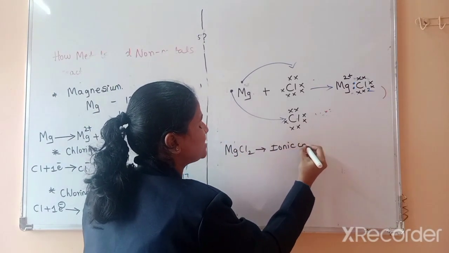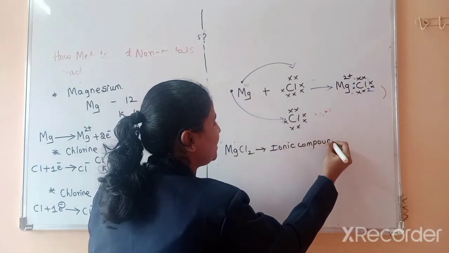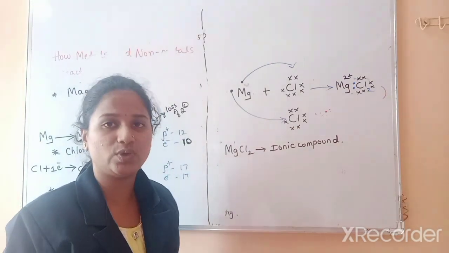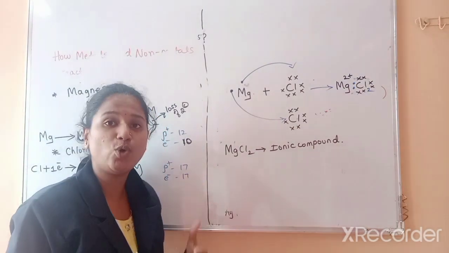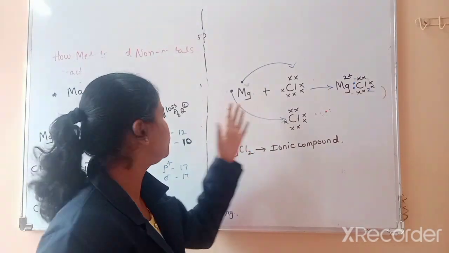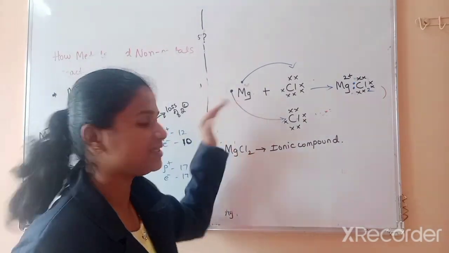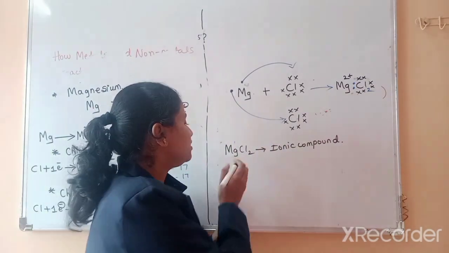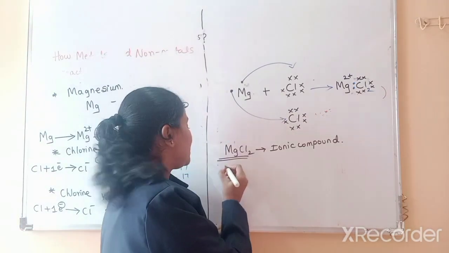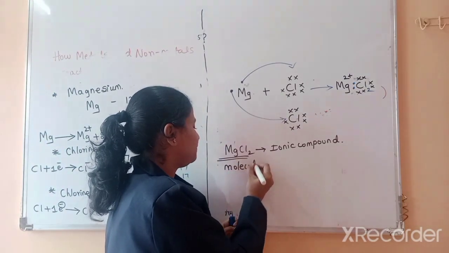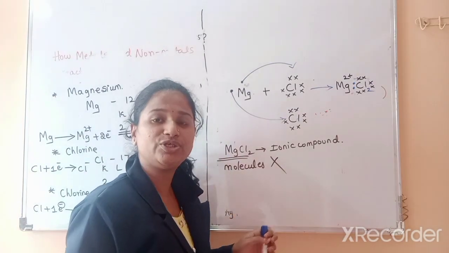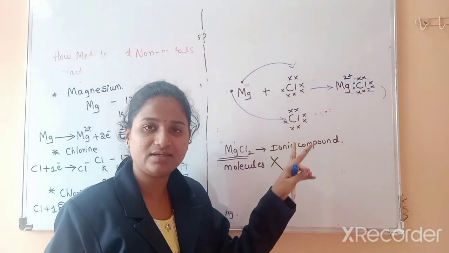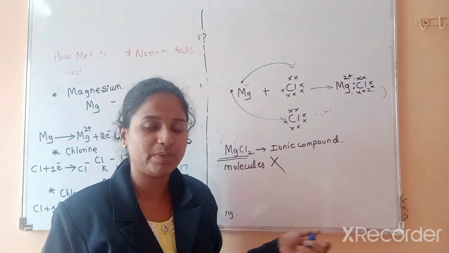So in the exam you will get a question like: write the dot structure or write the formation of magnesium chloride. Write the formation of sodium chloride. Then you have to write this reaction, this and this. The dot structure is very important. And remember, these are not called molecules. These are aggregations of oppositely charged particles which are called ionic compounds.